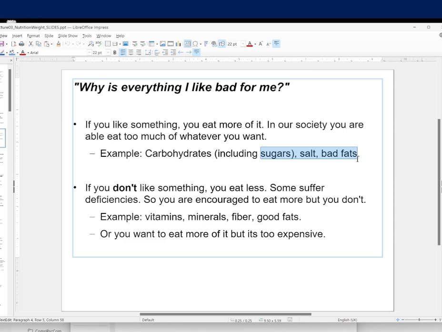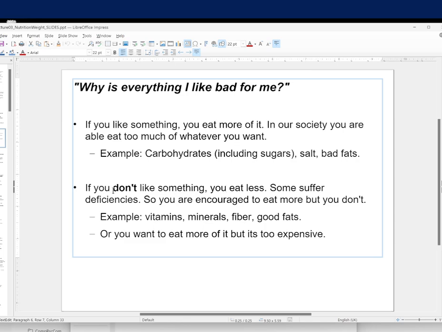So that's why we eat too much of it. And then we eat so much that it causes health problems. And then articles and research show that it's bad for you. Again, these individual items are not bad for you by nature. It's just that our eating too much of it is bad for us.